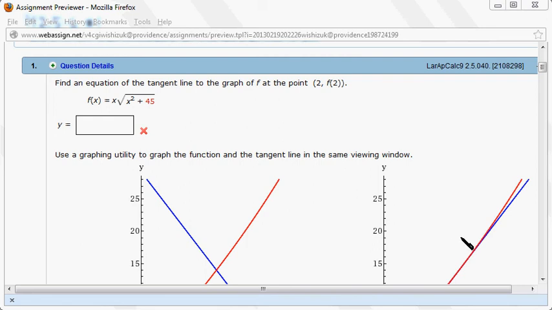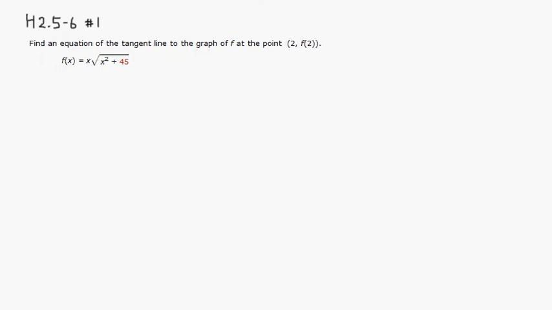Okay, let's look at homework 2.5, 2.6, number 1. Just the part to find the equation for the tangent line. Alright, so let's do that. As usual, we need to have two pieces of information. And the first one is a point.